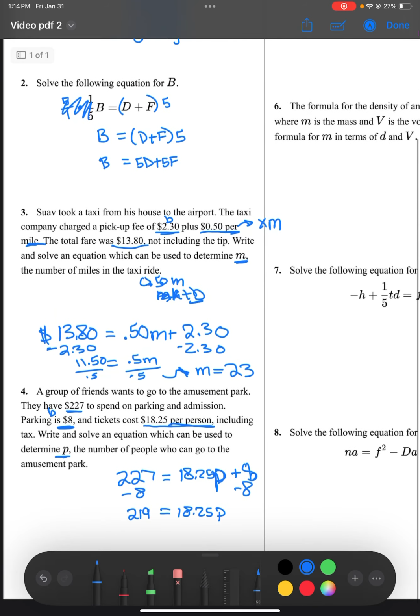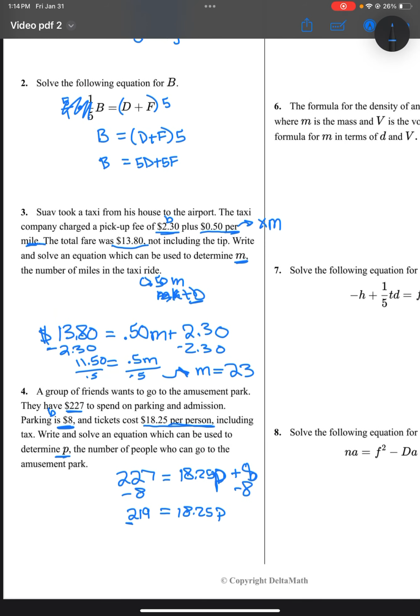We're going to divide by 18.25. And that is where you should get 12.